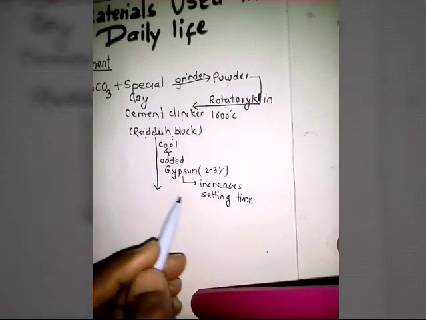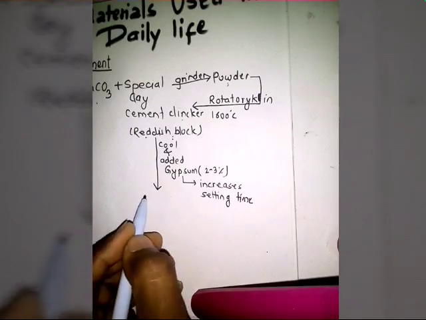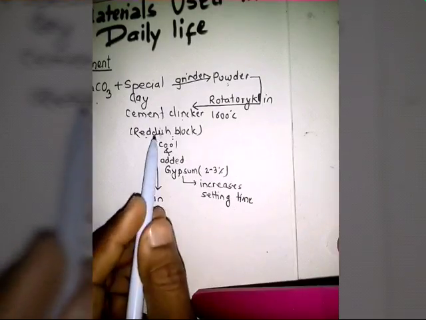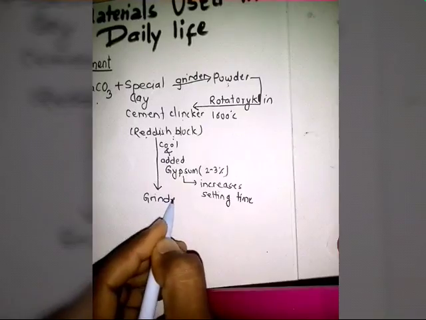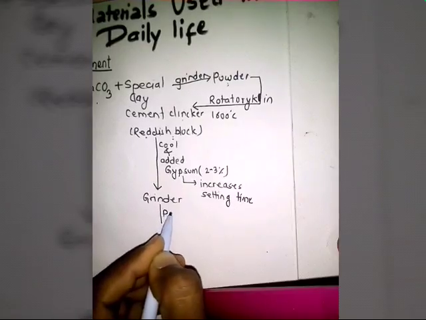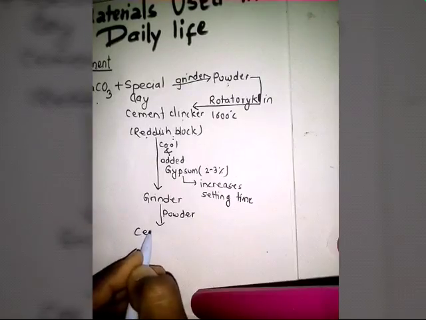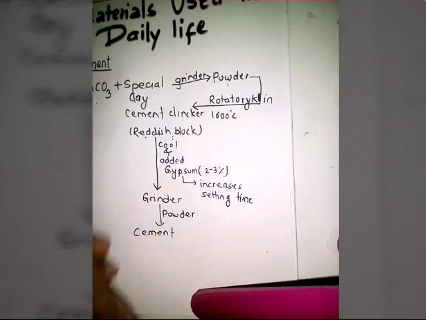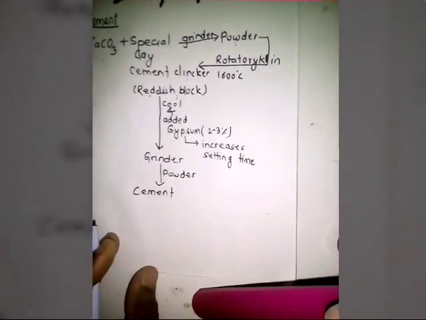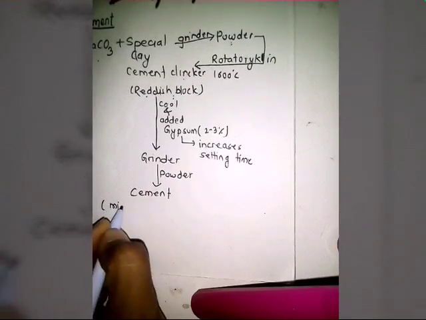So gypsum is added 2 to 3%, and once we have this, again it is kept in a grinder. Because you know the cement comes in a powder form, but we have a block over here. Now it is kept in a grinder, and once it has been ground, it is made into powder, and that powder is going to be the cement. Now at last, because of all this chemical reaction, heating and adding gypsum, we finally get a mixture of two major chemicals. So cement can be defined as a mixture.